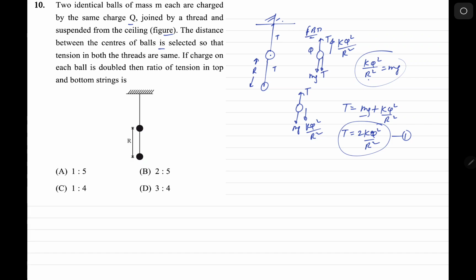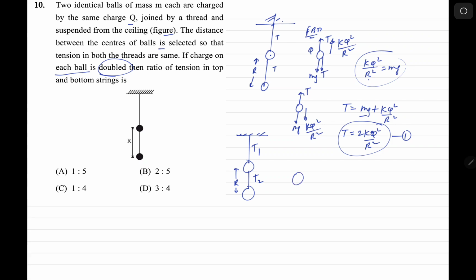Let's take the second case. If the charge on each ball is doubled, so q becomes 2q, we need the ratio of tension in the top and bottom strings. I'm taking the tensions T1 and T2, and we need to find the ratio of these two. Again the distance will be r only, because the string cannot be elongated.